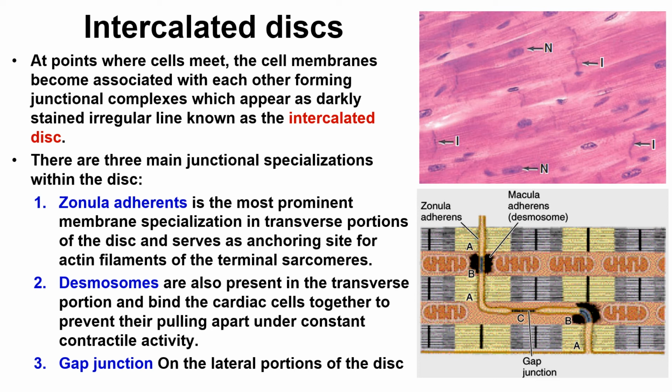On the transverse portions, we have zonula adherens, and these zonula adherens give attachment for the thin filaments of the terminal sarcomere. Also in the transverse portion, we have macula adherens or desmosomes, and these desmosomes hold the cardiac myocytes together and prevent them from separation during vigorous contraction. Gap junctions are found here in the lateral portion of the intercalated disc.